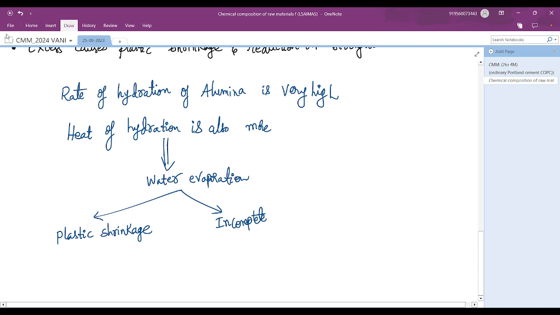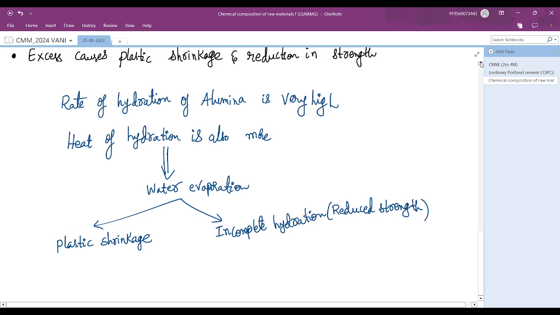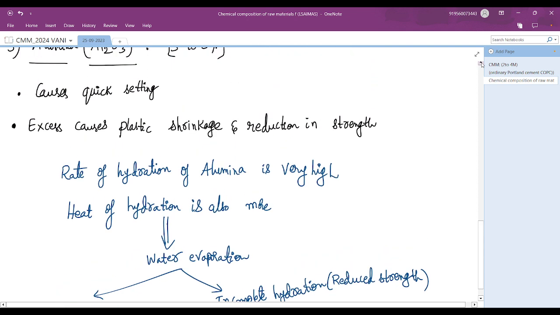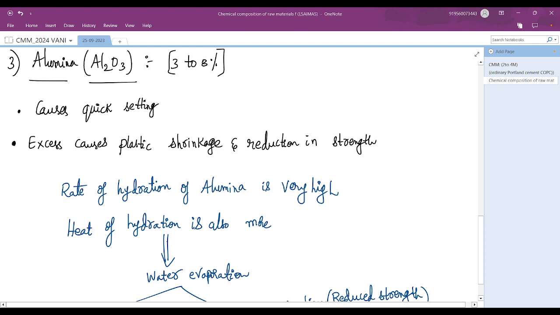Incomplete hydration. Since the hydration process has not occurred completely, full strength will not develop, or reduction in strength is going to be observed. So incomplete hydration, hence reduced strength is being observed. Now clear with this point? Why the excess of alumina causes plastic shrinkage and reduction in strength? All of you clear with this? Okay, for the next one.